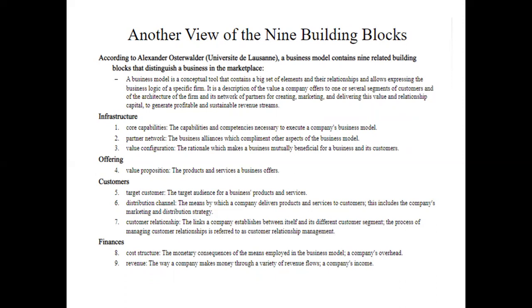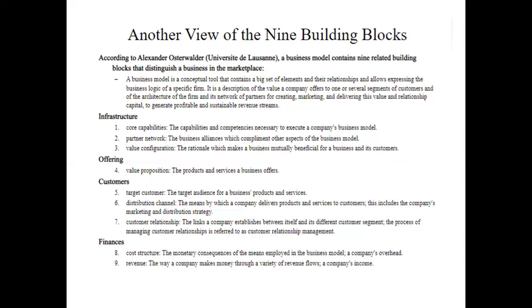It is the description of the value a company offers to one or several customer segments, and of the architecture of the firm and its network of partners for creating, marketing and delivering this value and relationship capital to generate profitable and sustainable revenue streams. So, infrastructure: core capabilities, the capability and competence necessary to execute a company's business model.